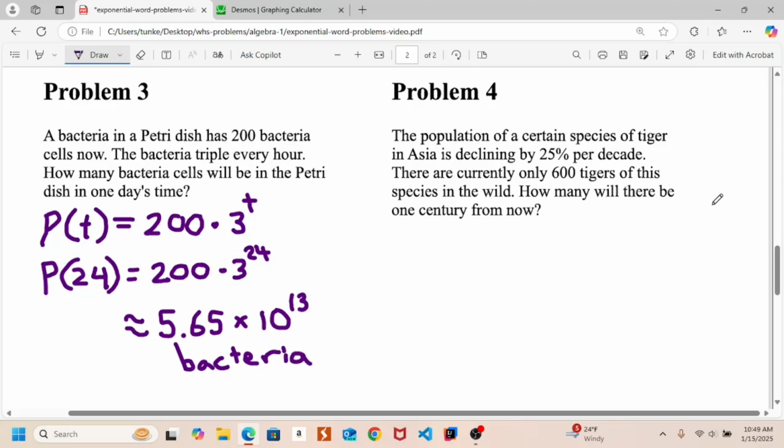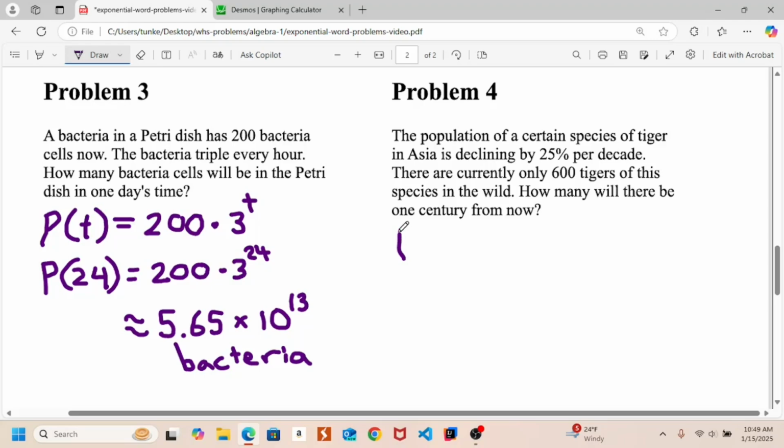Okay. All right, so the population of a certain species of tiger in Asia is declining by 25% per decade. There are currently only 600 tigers of this species in the wild. How many will there be in 1 century from now?